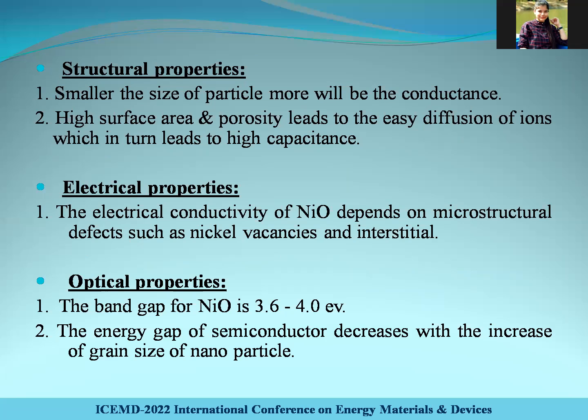And if we talk about electrical properties, then electrical properties are influenced by the size of the nanoparticle. Bigger grain results in fewer grain boundaries, as we know this already, which affects electrical conductivity because the scattering effect at a grain boundary is reduced. Now let's talk about the optical properties. So the band gap of NiO comes out to be 3.6 electron volt to 4 electron volt, and the energy gap of a semiconductor decreases with the increase of grain size of nanoparticle.